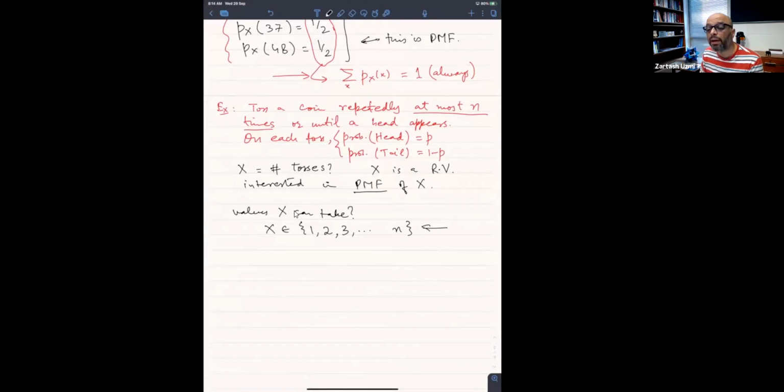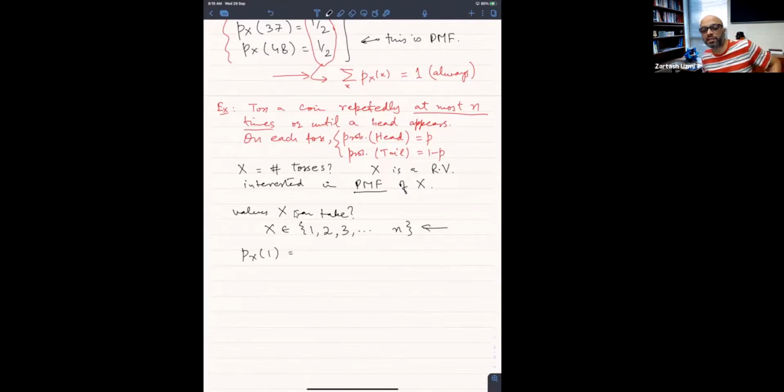Is this the PMF? Yes or no? Answer in the chat window. This is not the complete PMF. This is only half of it. In a PMF we give all these values, and we also say with what probability X takes the value 1. I need to tell what the corresponding probabilities are. So I need to tell the probability that X takes the value 1.